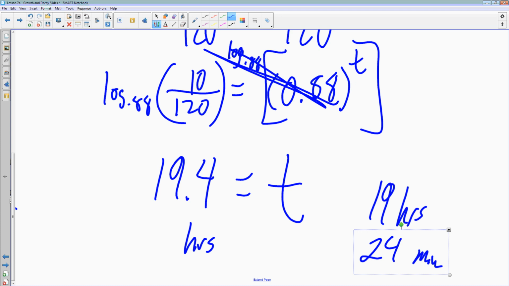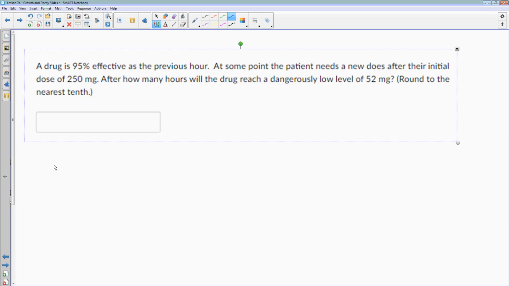Okay. All right, and then the last problem says a drug is 95% effective as the previous hour. At some point, the patient needs a new dose, that should say dose, not does, after their initial dose of 250 milligrams. After how many hours will the drug reach a dangerously low level of 52 milligrams, round to the nearest tenth? So because we're decreasing, right, we could think of this as decay and 1 minus our rate, but we know it's 95% effective. So it's decreasing by 5%.